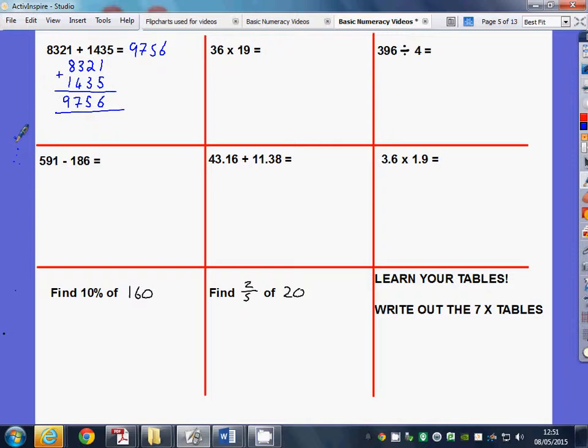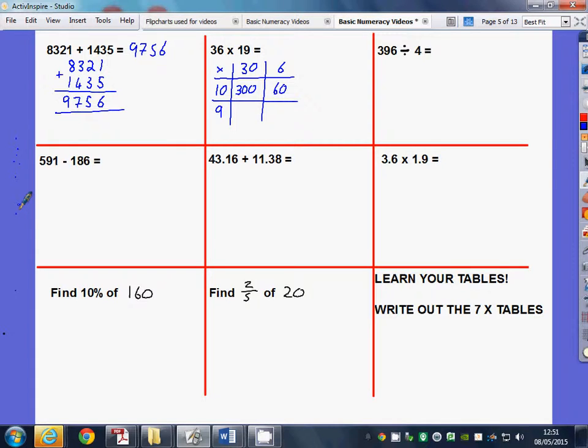Question number 2, multiplication. So immediately we are considering how our grid's going to look. I've got 36 broken down into 30 and 6. And I've got 19 broken down into 10 and 9. And I'm now going to multiply to complete the box. So 10 times 30 is 300. 10 times 6 is 60.